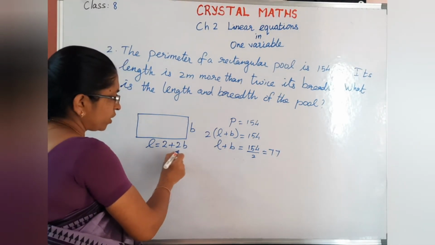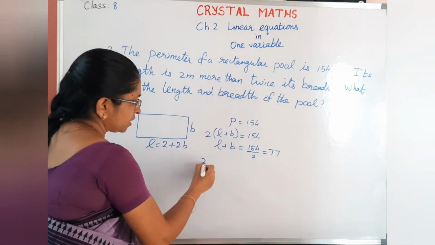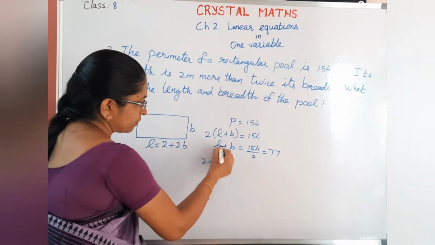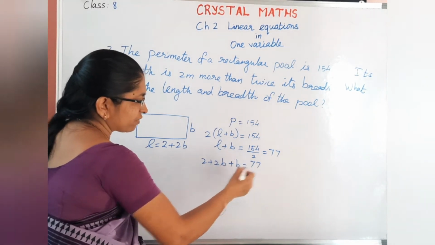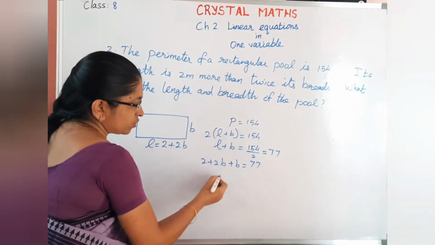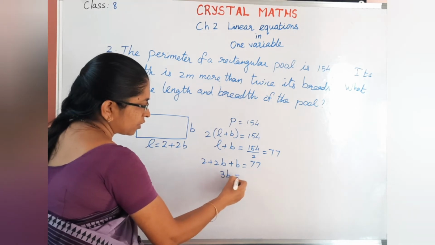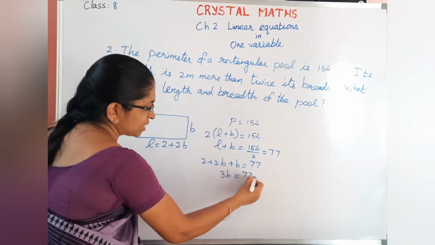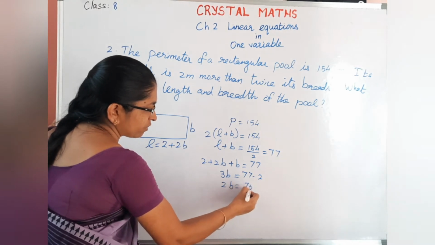Now, I am going to substitute the value of L over here. That is 2 plus 2b instead of L, in L plus b equal to 77 which we got. Now this 2 we can take to the opposite side. 2b plus b is 3b. If you take 2 to that side, 77 minus 2. So 3b equal to 75.